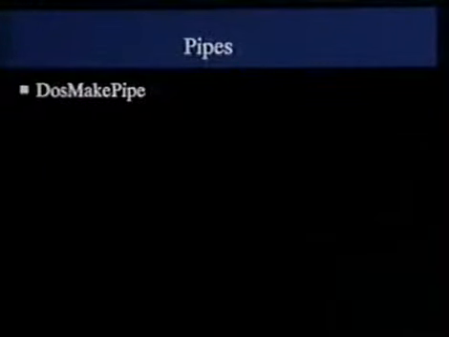We have the classic Unix method of inter-process communication, and that's called a pipe. So those people who are Unix programmers should be able to do everything they've been able to do before.